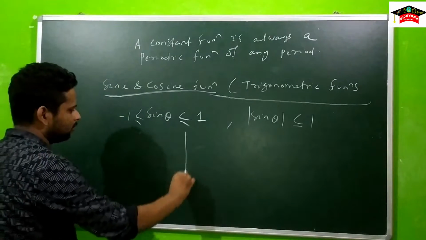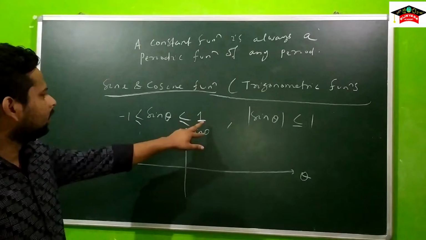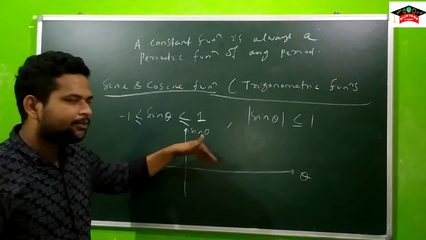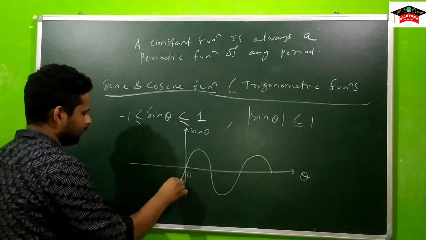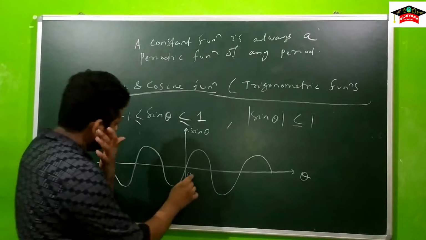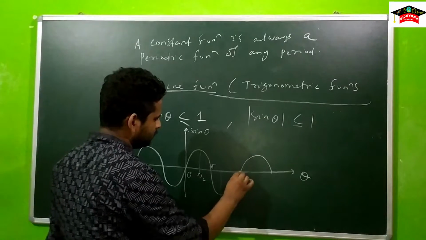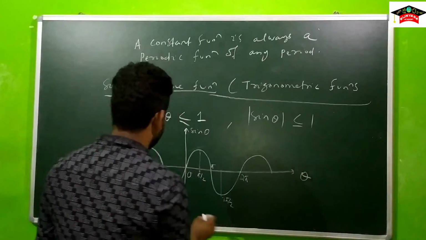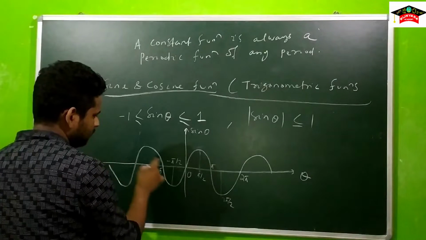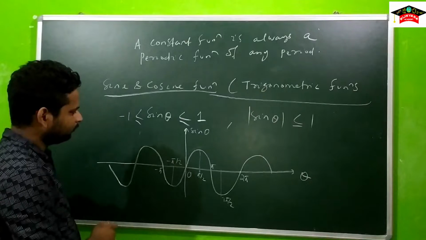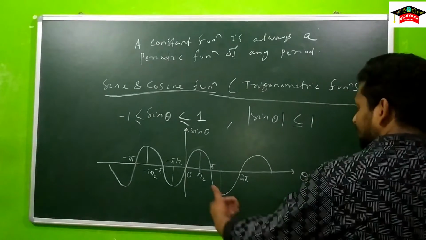If we take a graph of the function, let this be theta and this be sin theta. The maximum value will be 1 and the minimum value will be -1, and between that we get different values of sin theta. This is 0, this point is pi by 2, this is pi, this is 3 pi by 2, this is 2 pi, and so on. In the negative direction it will also be like this: minus pi by 2, minus pi, minus 3 pi by 2, minus 2 pi. So this is the graph of sin theta on the basis of theta.